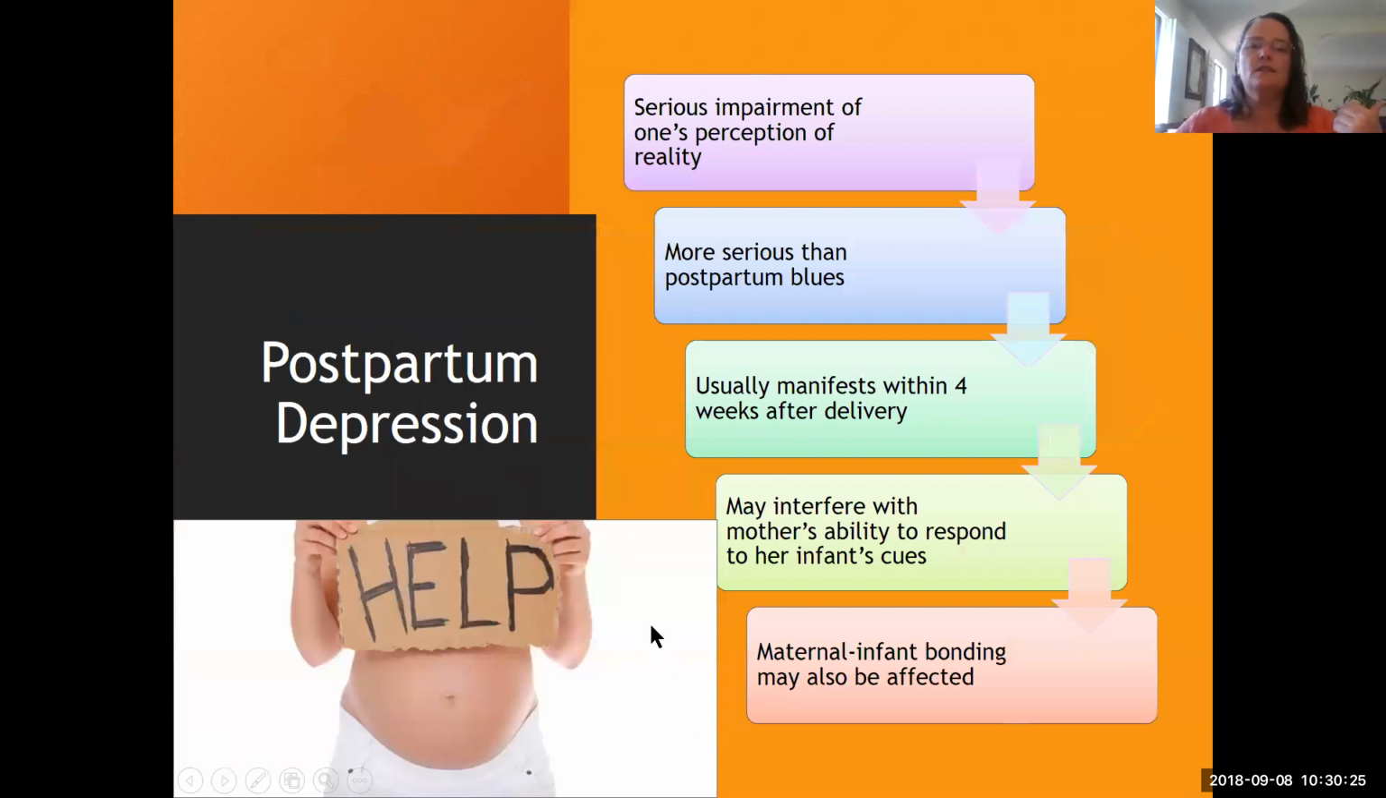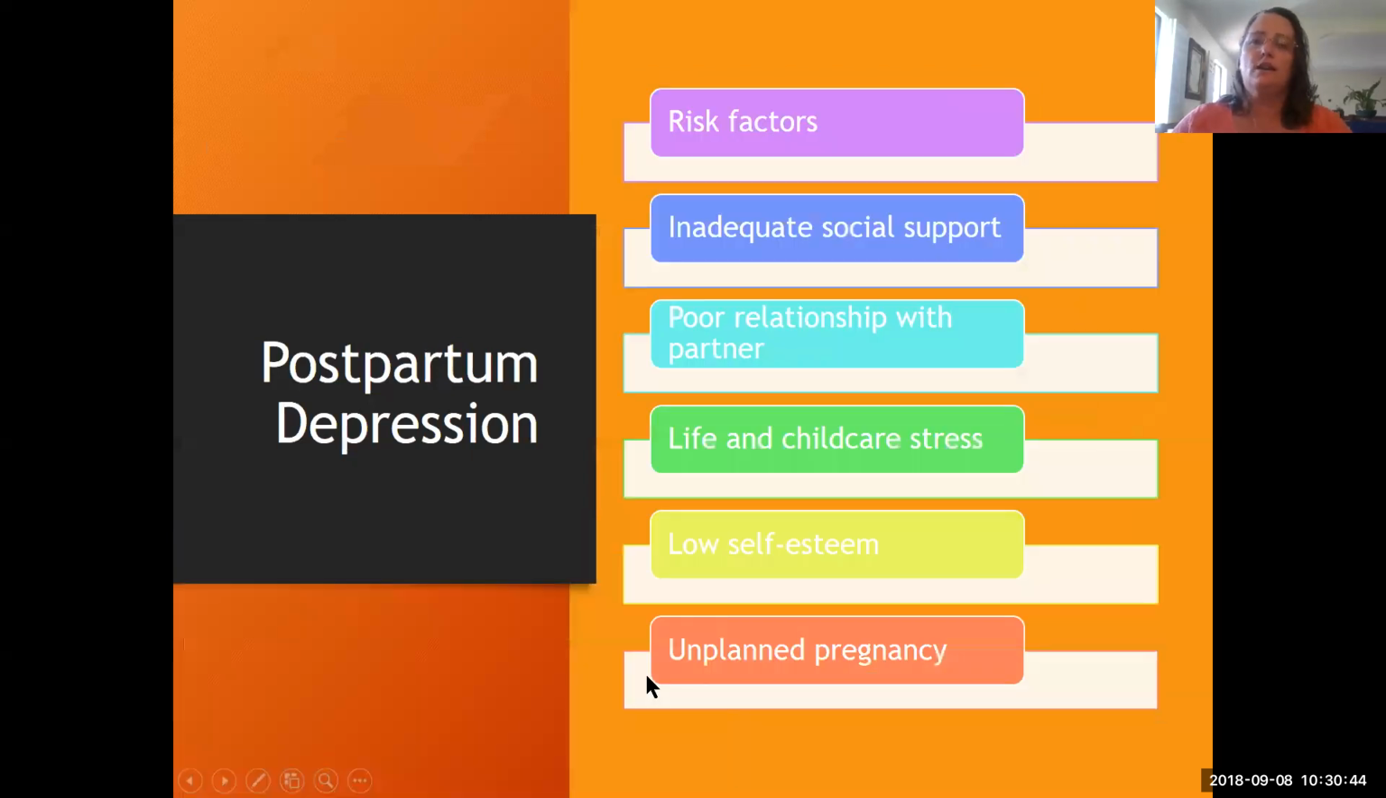But if we have postpartum depression, which is just a chemical imbalance, it starts to interfere with the mother's ability to respond to her baby. It starts to interfere with bonding. And so if we start seeing signs and symptoms of postpartum depression, we need to contact the physician.